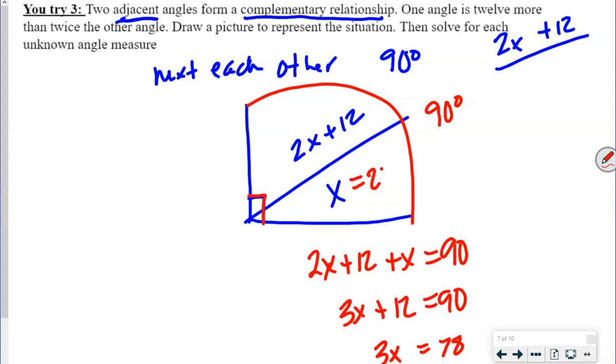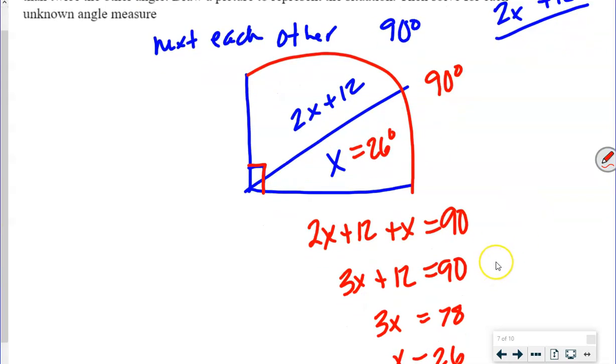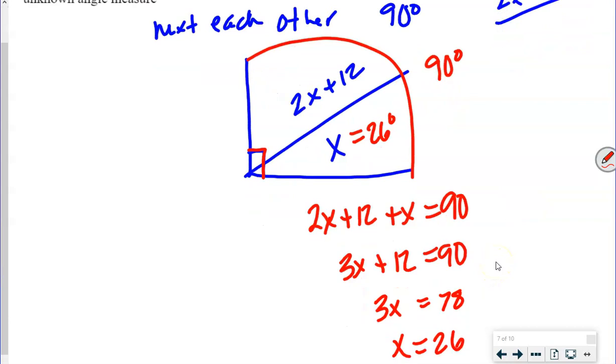So we know this one's 26 degrees, right? Because that was our value of x, 26. Okay, then up here, we're going to actually do 2 times 26. That's 52. Plus another 12. That would be 64 degrees. Now, does 64 plus 26 equal 90? It does indeed, and it should. Otherwise, we've made an error somewhere, okay?